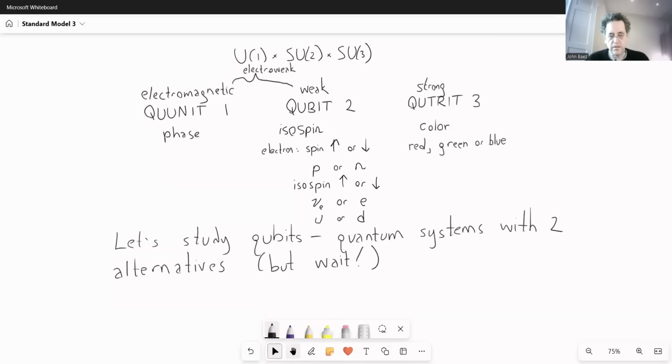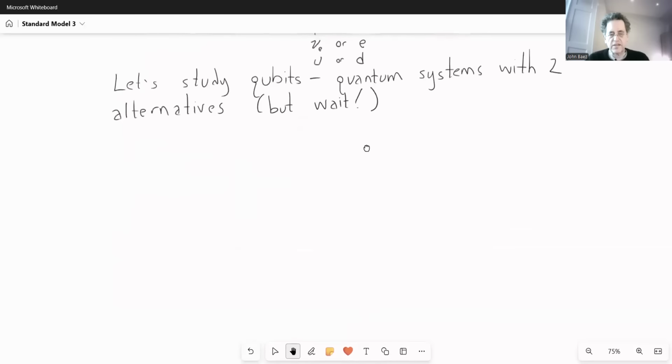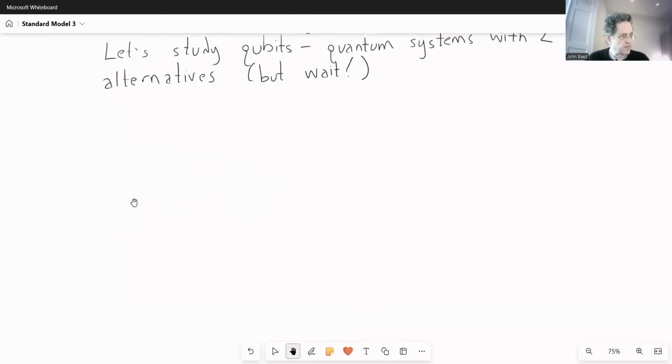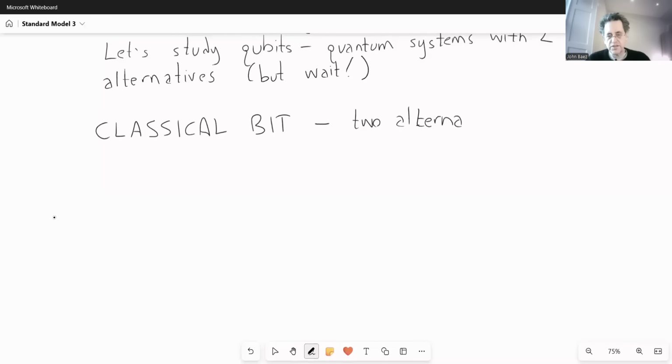So let's in fact start by talking about classical bits as a warm-up. A classical bit is a way of describing one of two alternatives. That is, if you have two alternatives and you want to say which one holds, which is the case, you can describe that by giving a bit.